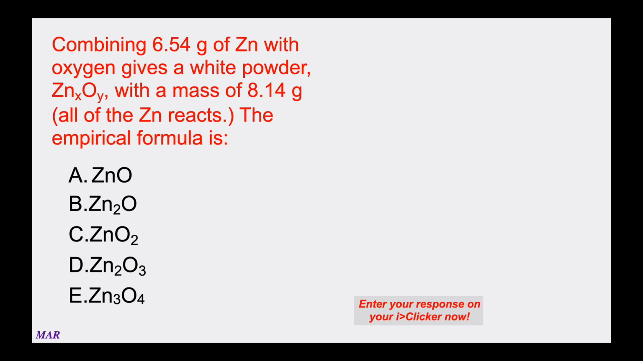We have 6.54 grams of zinc, and we're combining it with oxygen, and it makes some type of a zinc oxide, ZnxOy.